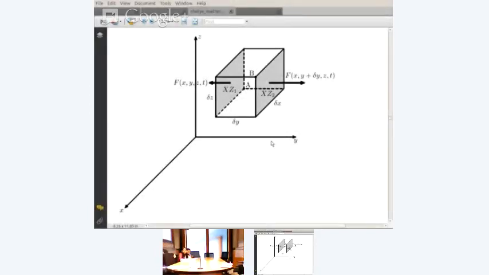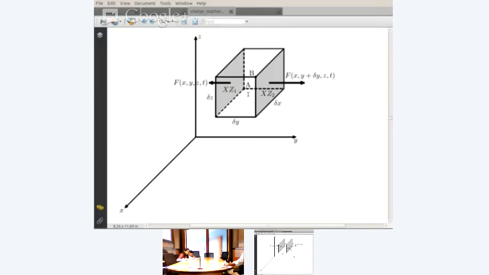Okay, so what we have here is a box. It's got rectangular sides, and you have the x-axis coming out of the plane of the paper, board, or laptop, whatever you call it. The y axis points this way and the z axis is vertically upward. The box has dimensions delta x, delta y, and delta z in the x, y, and z directions.